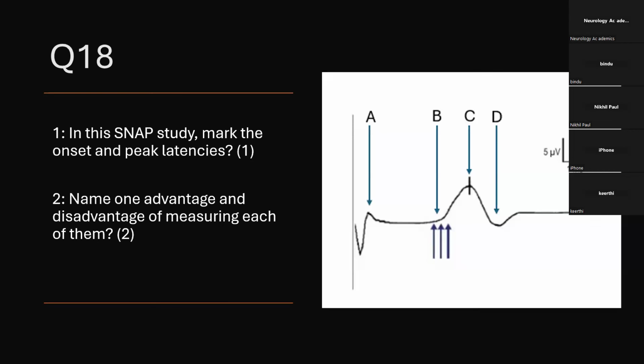Next question. In the SNAP study, mark the onset and peak latencies. Name one advantage and disadvantage of measuring each of them.